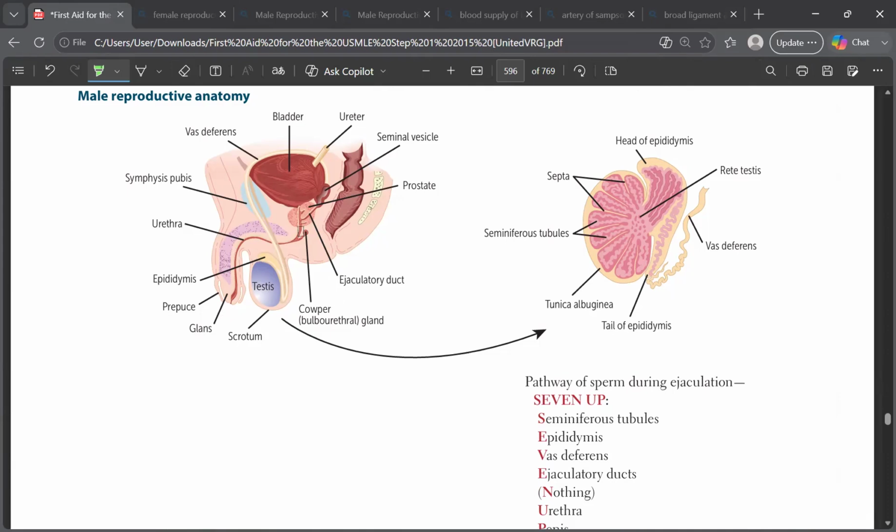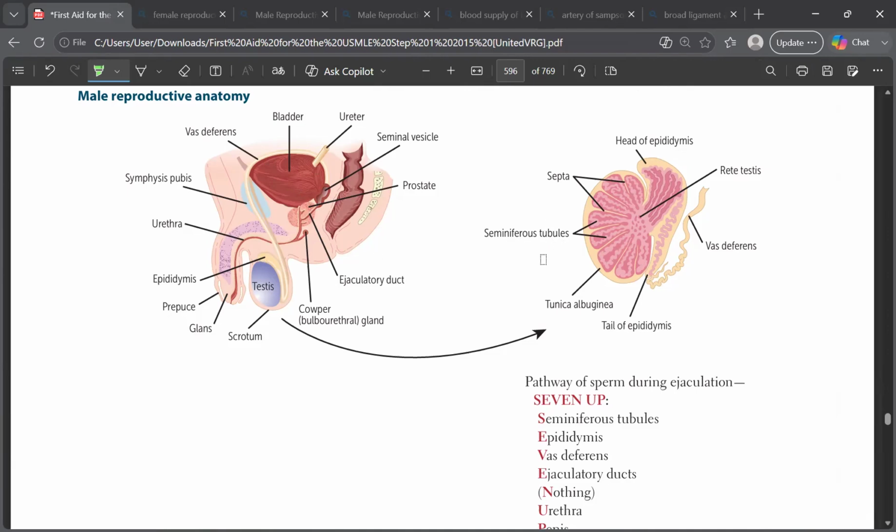Then we have the Cowper's gland or bulbourethral gland, and the ejaculatory duct, which originates from the seminal vesicle. Then we have the urethra inside the prostate gland, and this is the vas deferens and the bladder. Yes, this is the prostate. This is the ejaculatory duct, which goes through the prostate, originating from the seminal vesicle, and this is the bladder and the ureter going into the bladder, and the vas deferens, which courses this way to the epididymis.